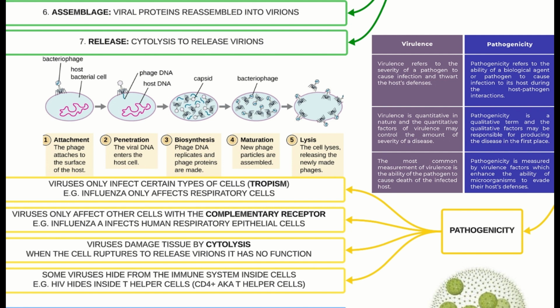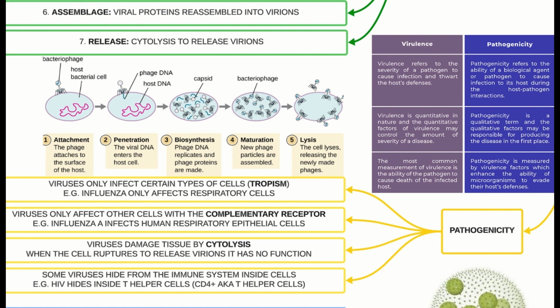Pathogenicity refers to the ability of the pathogen to cause disease. Viruses only infect certain types of cells. We call this the tropism. For example, influenza only affects respiratory cells. Viruses only affect the cells that have a complementary receptor. For instance, influenza A only infects human respiratory cells.